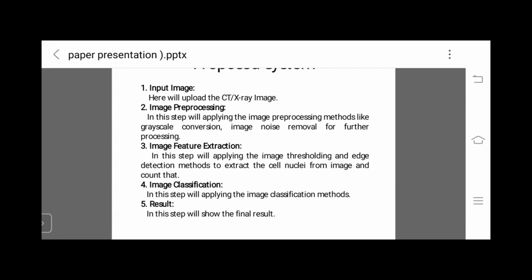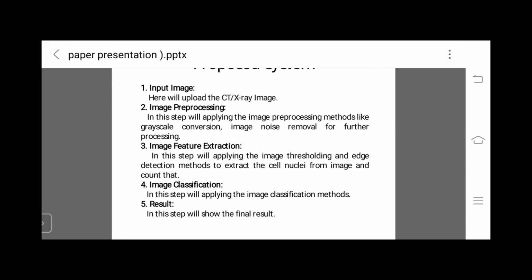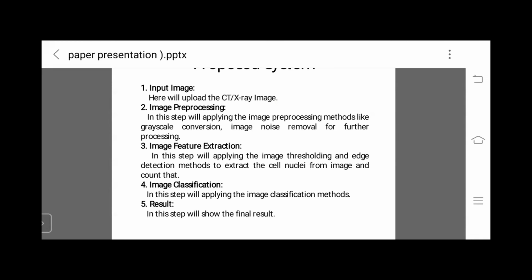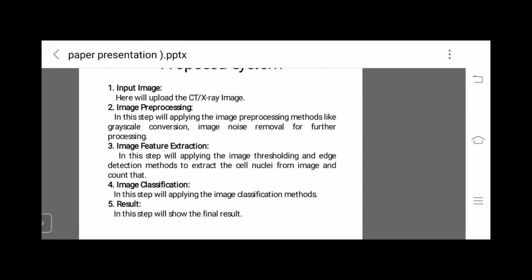After that, we proceed to the image feature extraction. In this step, we are applying the image threshold and edge detection methods to extract the cell nuclei from the image and count them. So after that, we proceed to the image classification. In this step, we are applying the image classification method and CNN algorithm, and after that we get our final result.